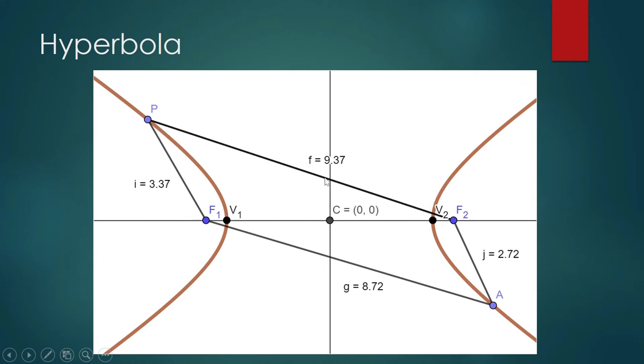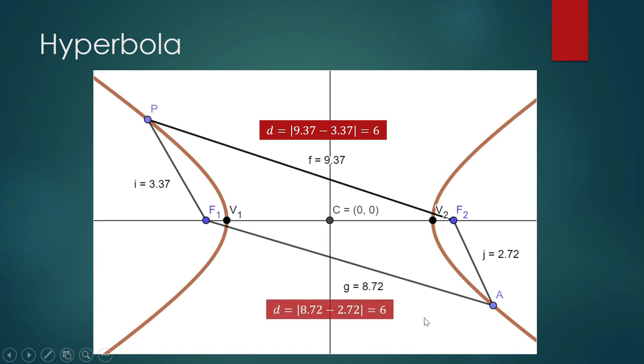From P to F2 is 9.37. From P to F1 is 3.37. So if we were to get the difference of the two distances or the two line segments, the difference is 6. So how about when the point lies in the other branch of your hyperbola, a point which is not P? Well, the distance of A from F2 is 2.72. The distance of A from F1 is 8.72. Well, let us get their difference. Their difference, or the absolute difference, is also 6.